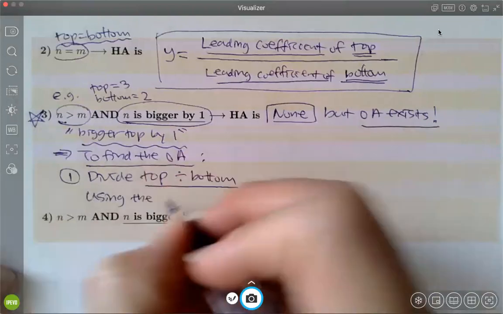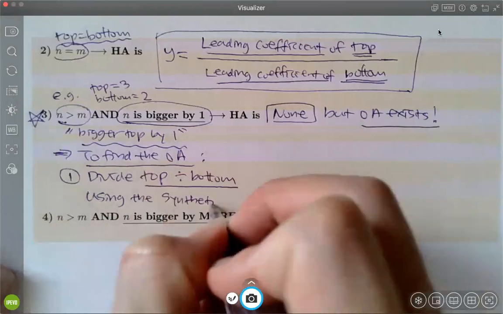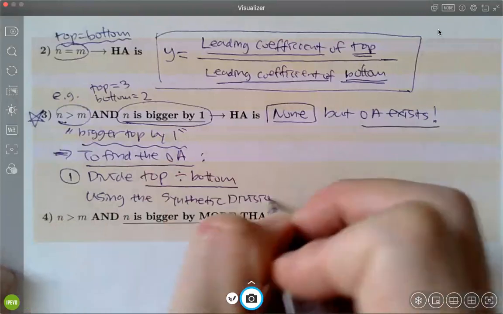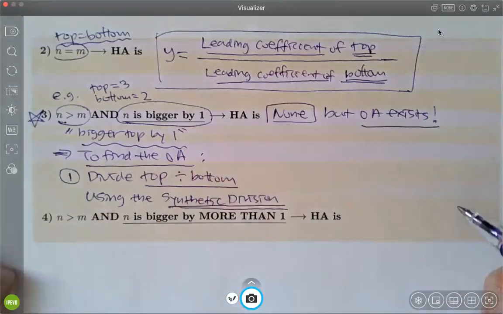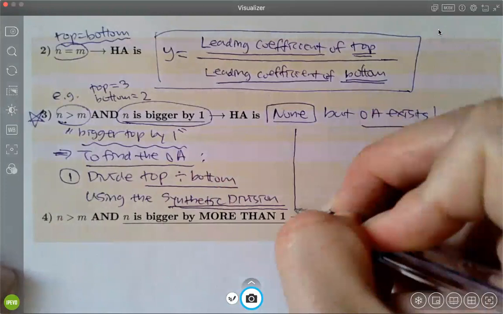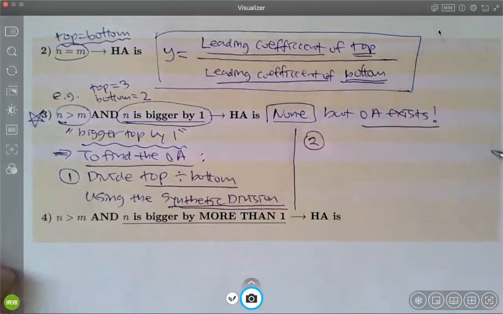Using the synthetic division. Okay. And then step number 2. So earlier in section 3.2 or 3.3, we mostly have looked at the remainder for the synthetic division. But for now, we do not look at the remainder. We only look at the quotient.